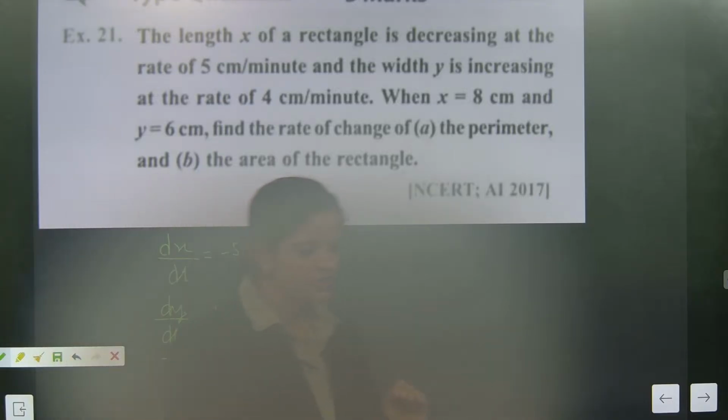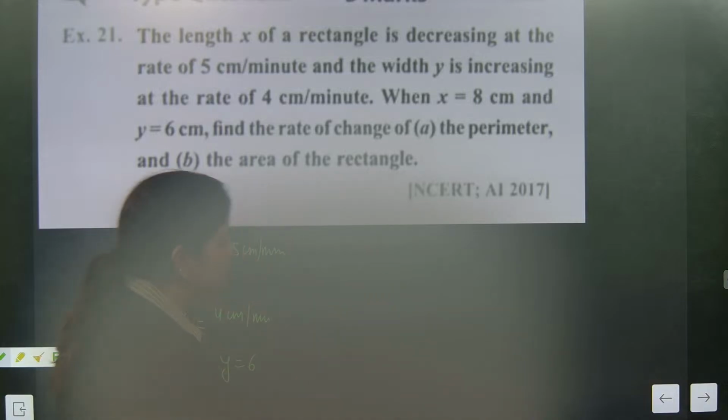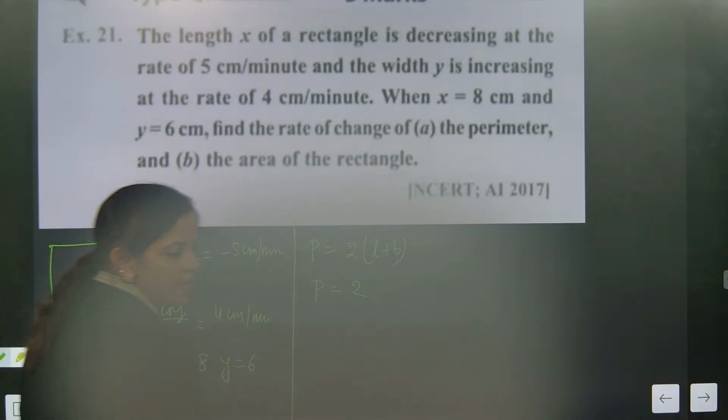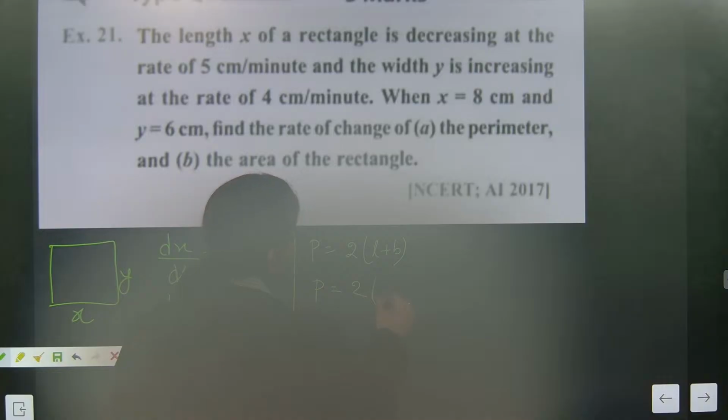This is a super simple question, beta. Try this question out. You will be able to solve it. So perimeter is equal to what? Perimeter is equal to 2 into L plus B. Understood? If the rectangle's length is taken as x and breadth is taken as y, then how are you going to proceed? 2 into L plus B. So here perimeter will be equal to 2x plus 2y.